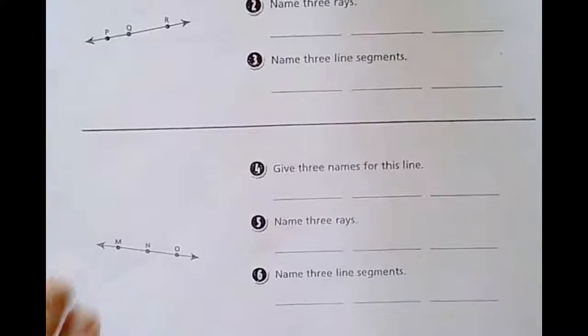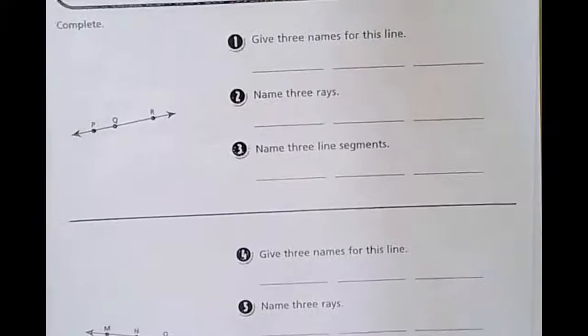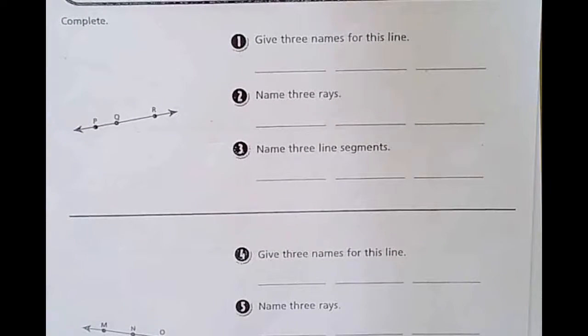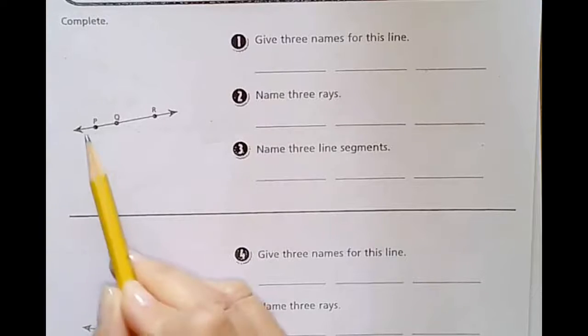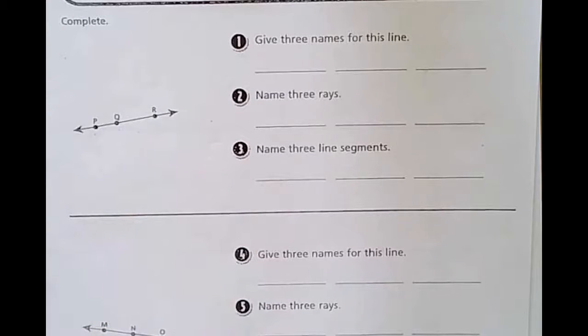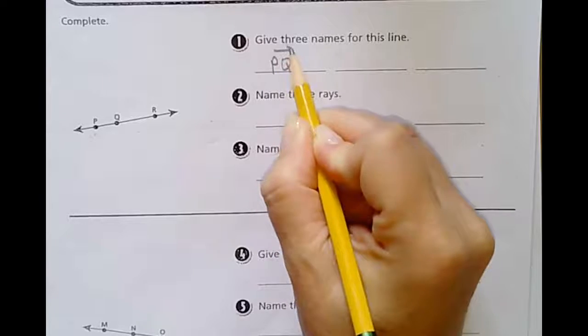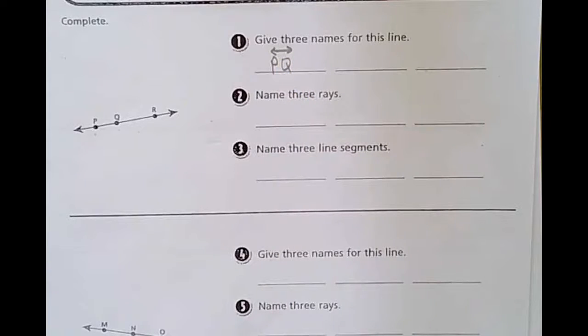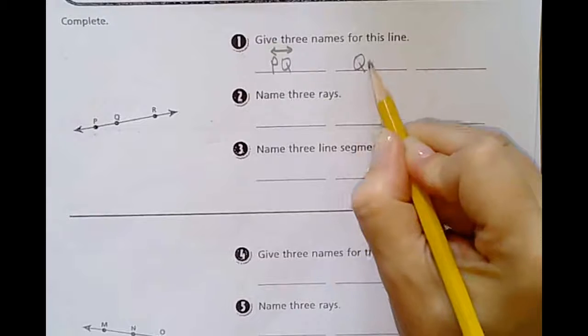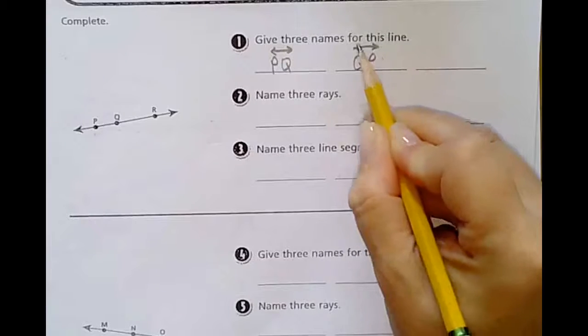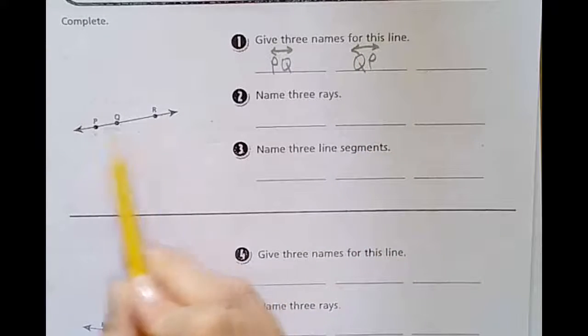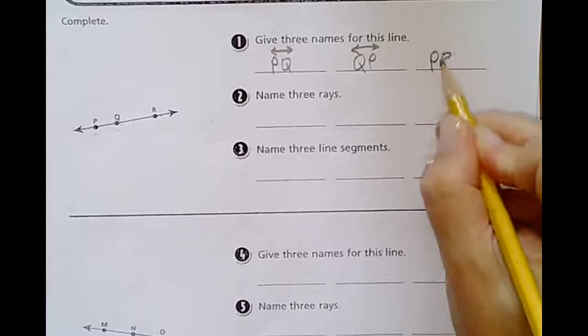Okay, for this next page, we're going to name this line 3 different ways. Even though our line has 3 points, we never use 3 points to name a line. It's too much. It's overkill, so you're going to pick two. Maybe you're going to pick PQ, and then you can name it that way. We could have gone in the reverse order, and that's fine also. Or maybe pick two different letters, maybe PR. Those are all ways to name the line.